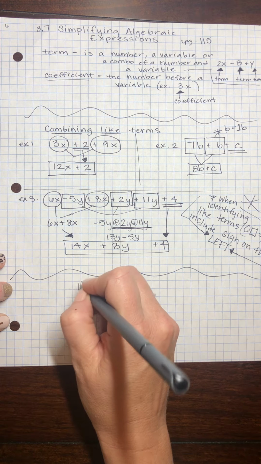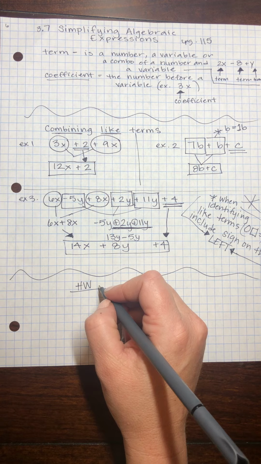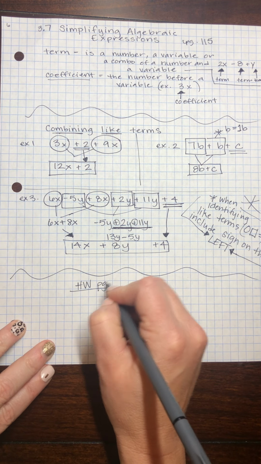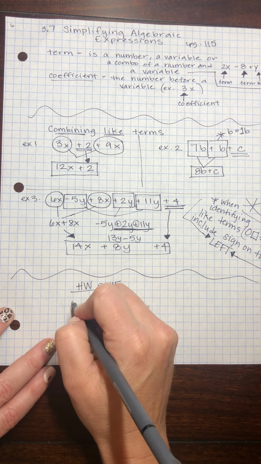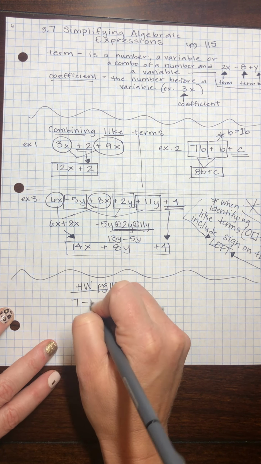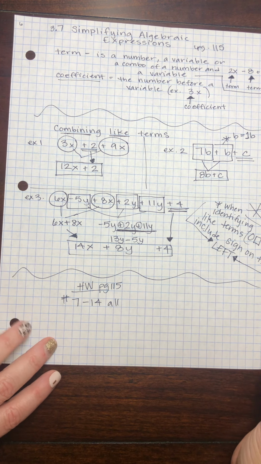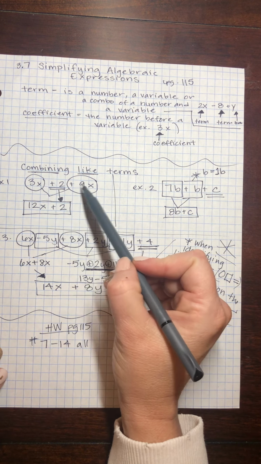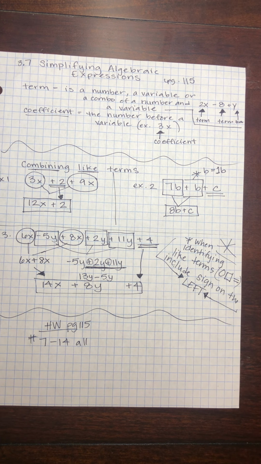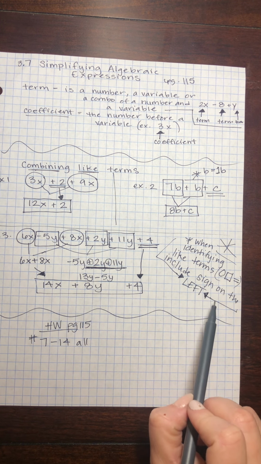This is what you're going to be doing today in your books on page 115. If you open your books, you'll see that there aren't too many. We're going to do 7 through 14 all. Okay, 7 through 14 all. And you'll do them just like we set it up in our notes. So I'd like for you to identify the like terms, so you circle, box, star, heart, whatever you want to do, and then carefully combine them. Make sure that you pay attention to the signs.